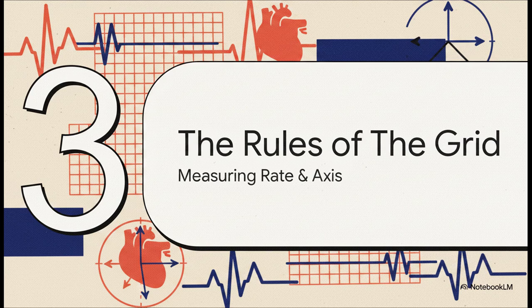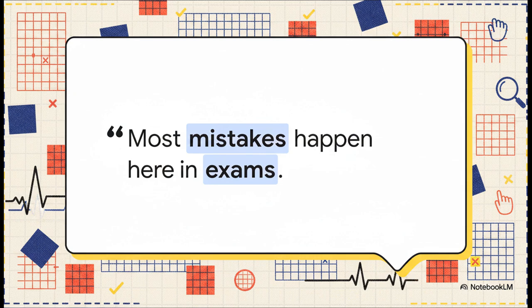Okay, we've learned the alphabet. We know what the P, Q, R, S, and T mean. Now we need to learn how to read the page the story is printed on. This means getting comfortable with the grid paper and making some key measurements, like heart rate and axis. And I want you to really pay close attention here. From a clinical perspective, and definitely from an exam perspective, this is where so many simple mistakes happen, just miscounting boxes. But the good news is they are so easy to avoid once you know the rules.